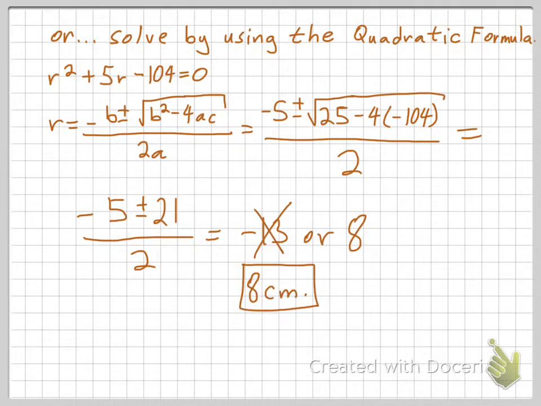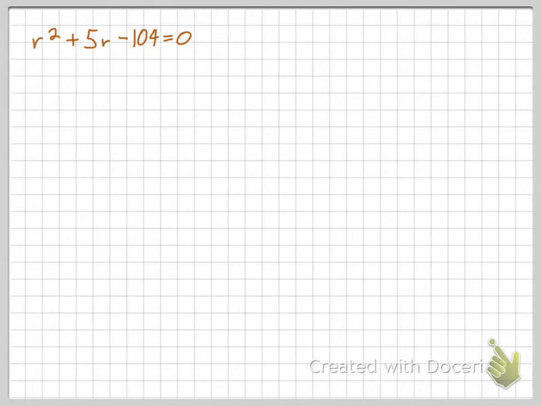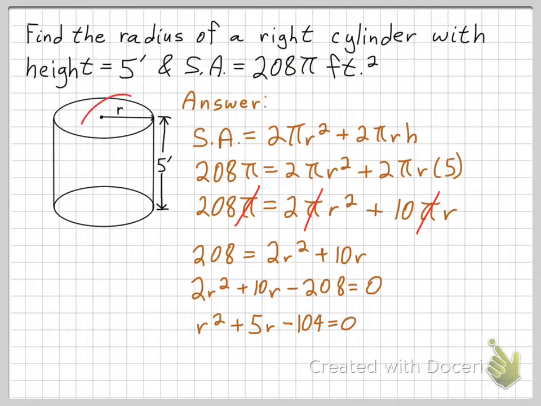8 centimeters. So either solving by factoring or solving by the quadratic formula, you choose whatever method you want, you get 8 centimeters. Okay, so the radius of that figure is 8 centimeters. Going back to the picture, here we have that the radius is 8 centimeters. So again, you'll be responsible for problems like that, problems where you're given the surface area and you have to find the one other dimension, either the radius or the height.